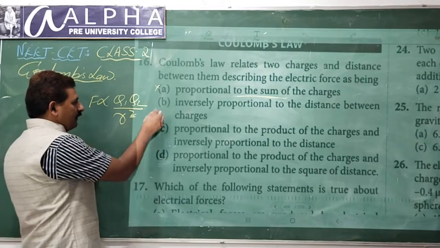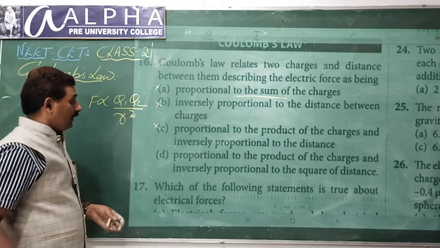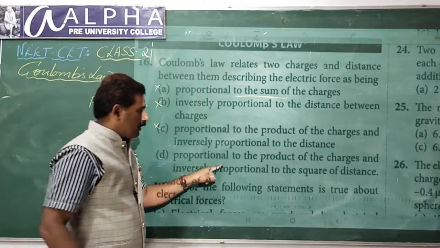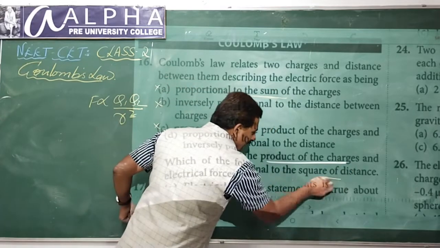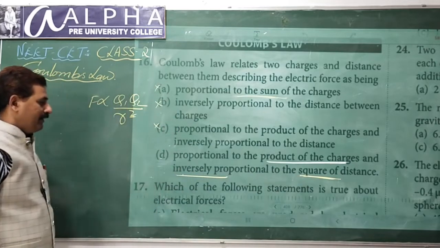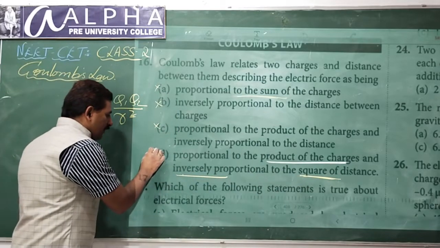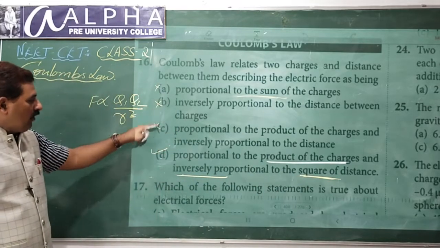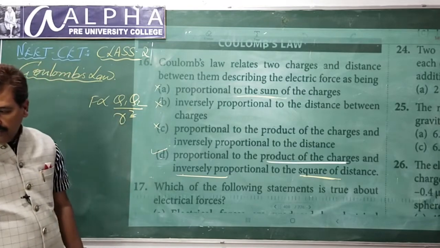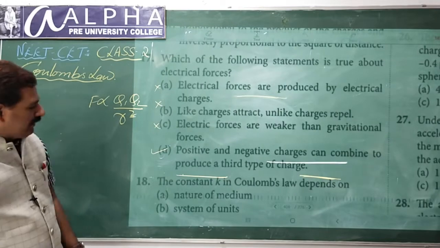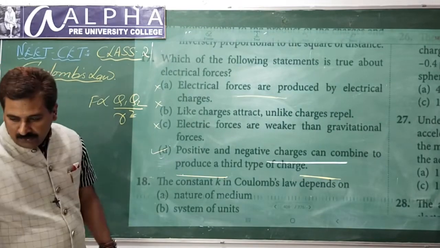So these two are wrong. Now come to the last one. Proportional to product of charges and inversely proportional to the square of the distance. That's very important. That's why you go for the option D. Three wrong, D correct. That's a simple application of Coulomb's law. Now I'll move on to the next question, that is question 17. Let me read question 17.